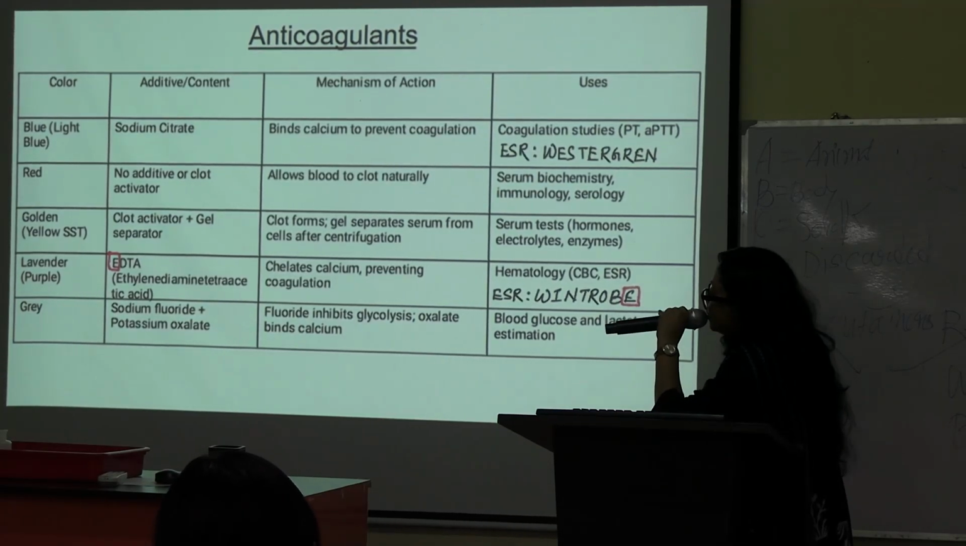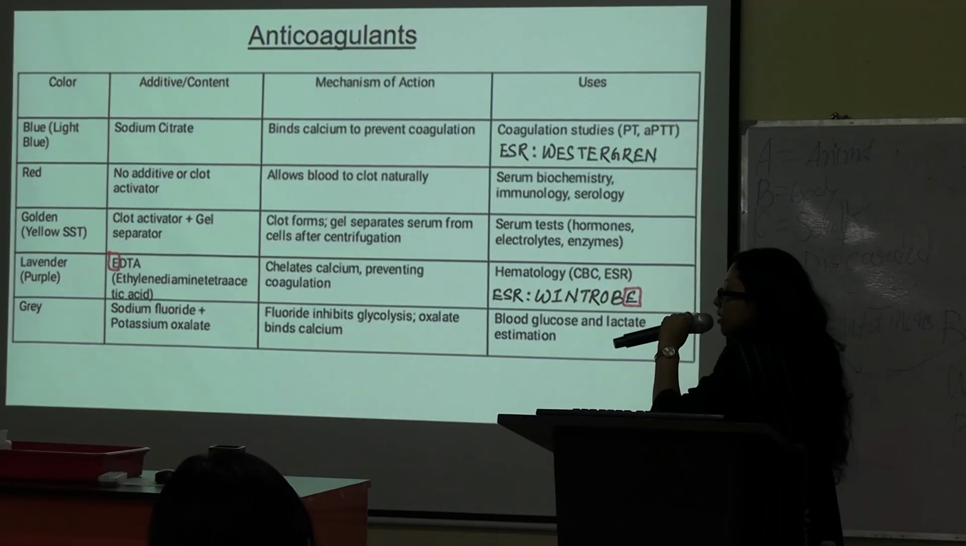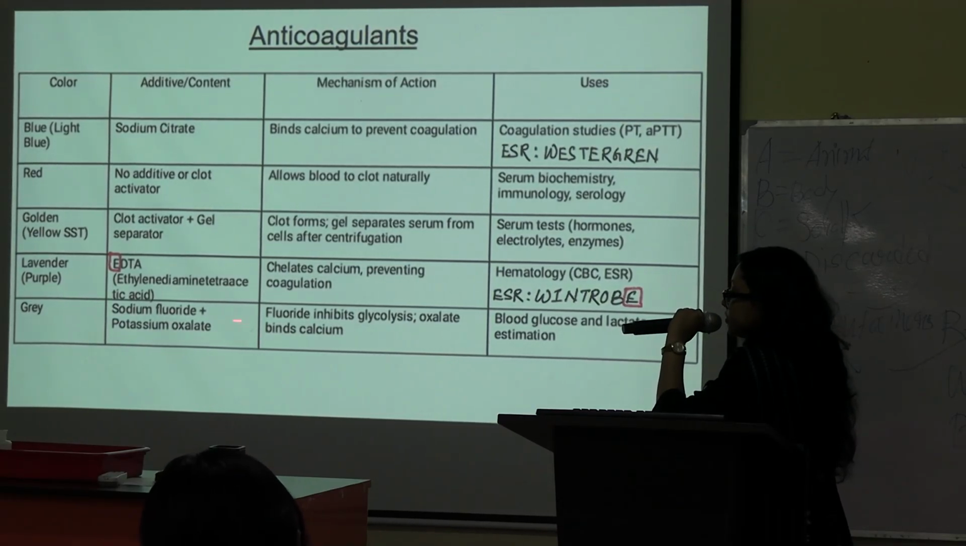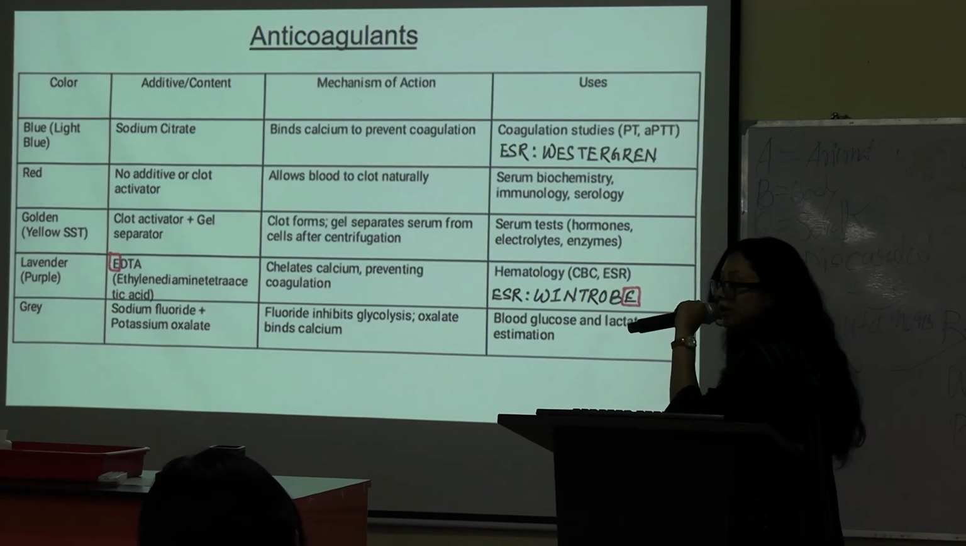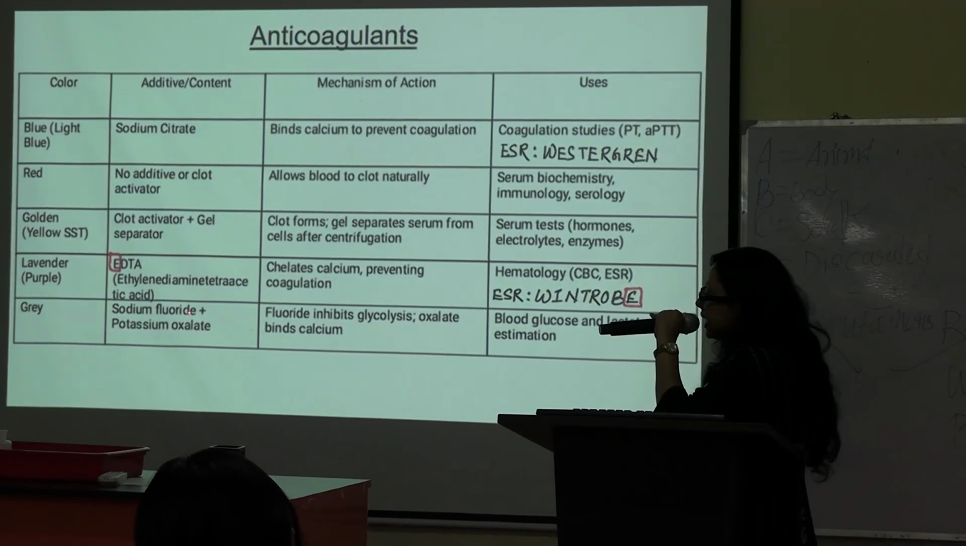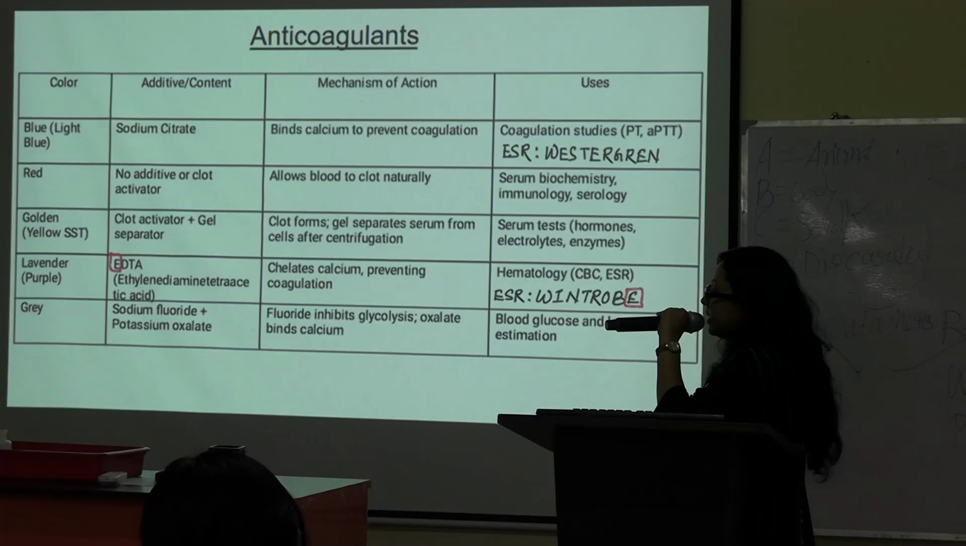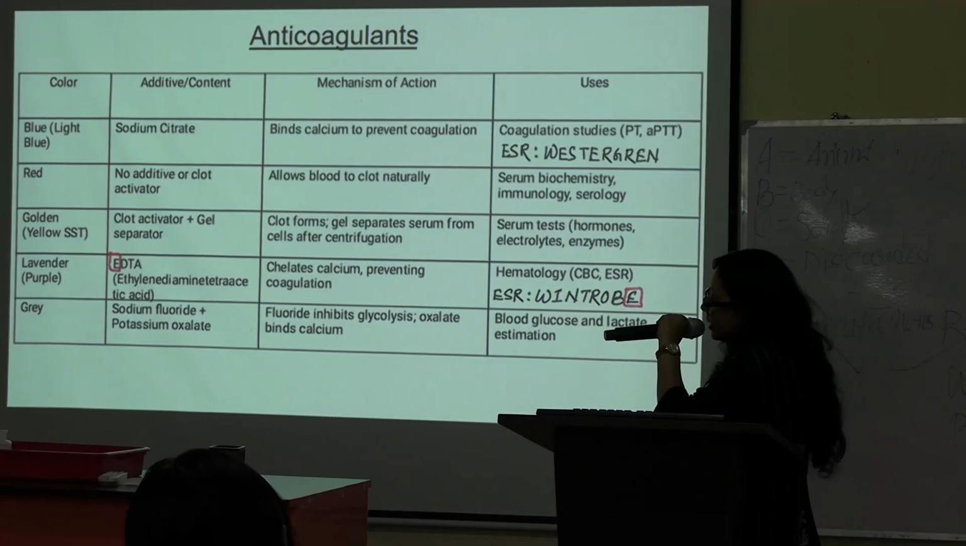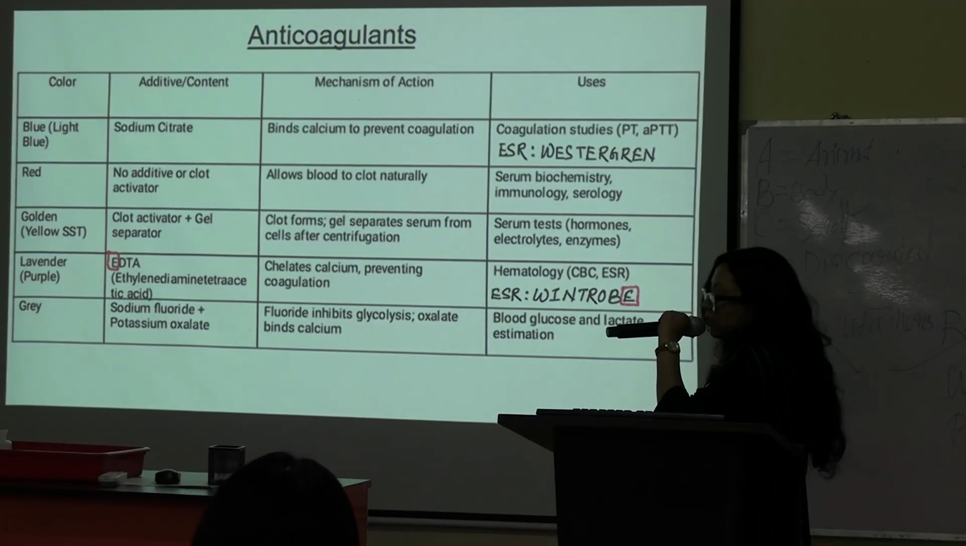Okay. Now this grey. So grey is also very important. It contains sodium fluoride and potassium oxalate. So this sodium fluoride is not an anticoagulant. You remember the anticoagulant is potassium oxalate. So why we are adding sodium fluoride is to prevent the enolase enzyme. So enolase is an enzyme of the glycolysis pathway.